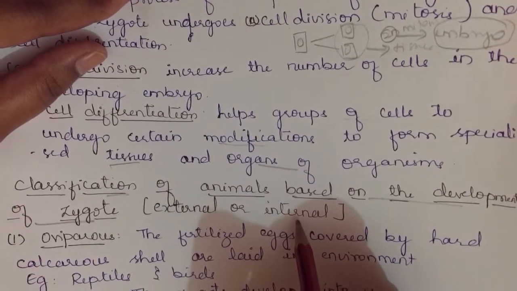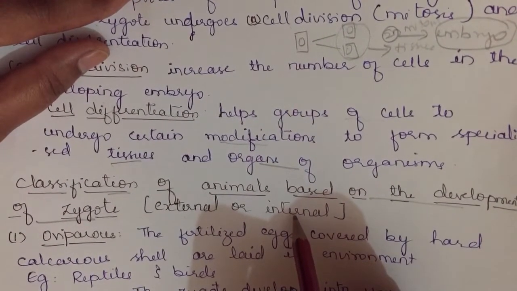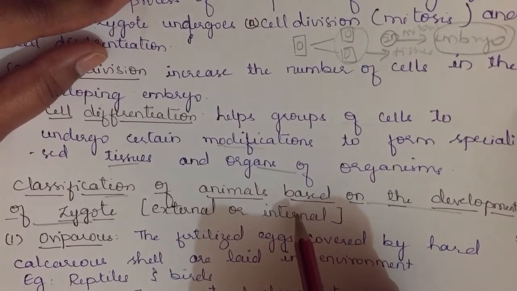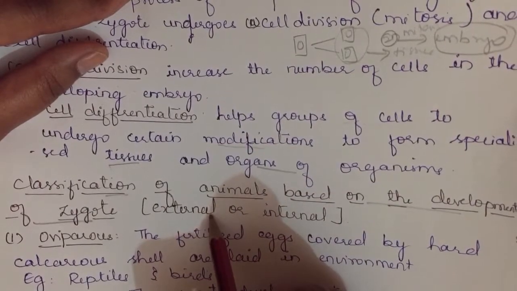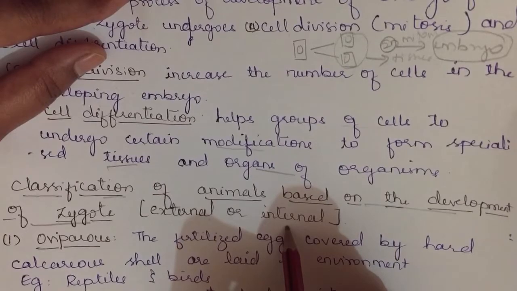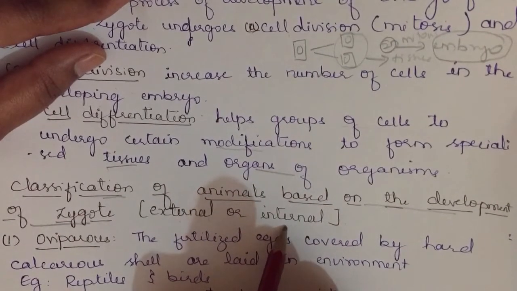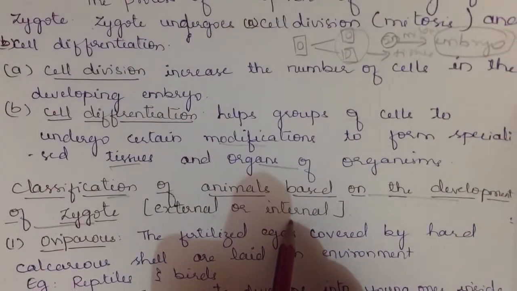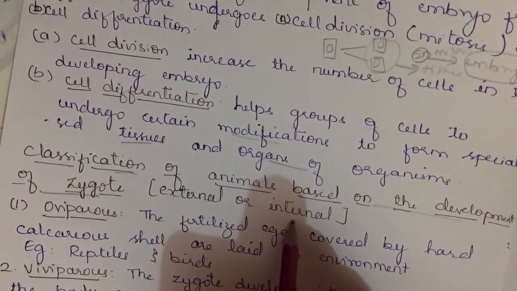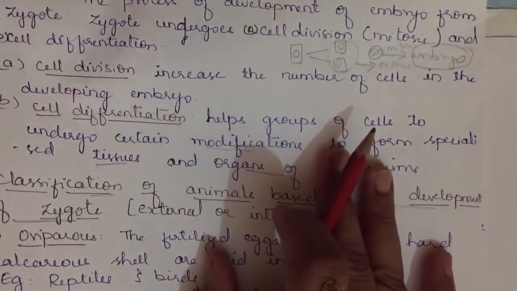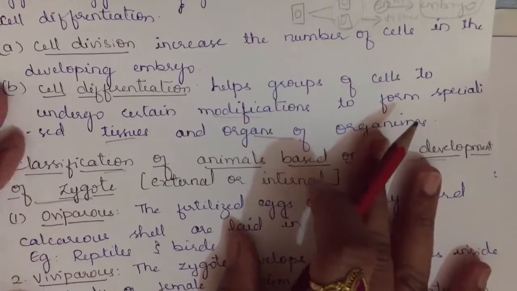We have discussed this in fertilization: external fertilization or internal fertilization. External fertilization means fertilization takes place outside the body, so the zygote is also found outside the body. Internal fertilization means fertilization takes place inside the body, so definitely the zygote formation will take place inside the body. Based on this, it helps in understanding this. Which are those, we shall see.